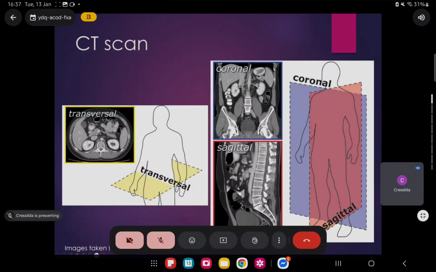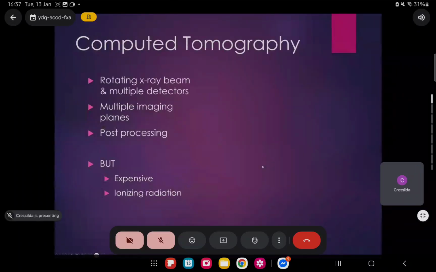Okay. So when we talk about the different planes of the CT scan, when we see something like this, we call this the axial. Here it says transversal. I was too lazy to change it manually to axial. But you can call this transverse, but universally it's known as the axial slice. Coronal is when you divide into anterior and posterior. Sagittal is when you divide left to right.